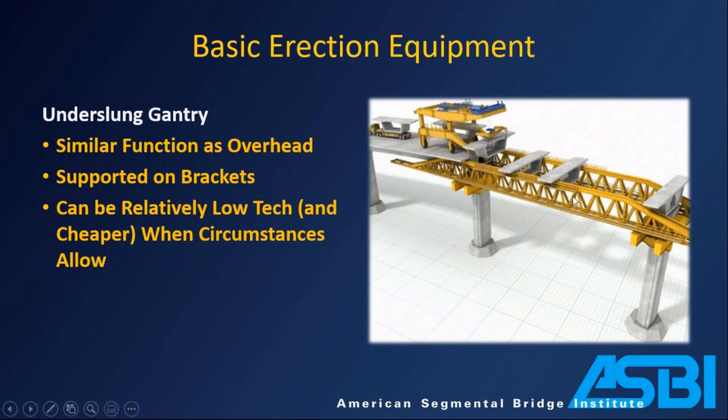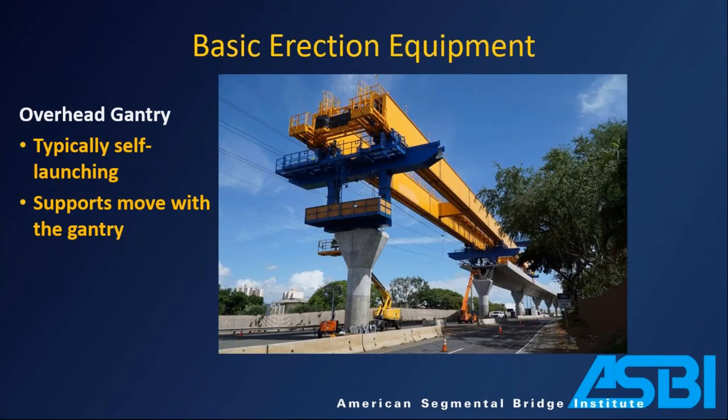You can see the underslung gantries are just beams or trusses supported on the columns. So you have brackets on the columns. The segments right on top sort of sit in the armpit there between the top flange and the web. And they're supported, all of them are supported by this truss. These can be fairly low cost. You can really make them low tech if you want. There's some cases where they're even advanced with cranes, so they don't have a lot of moving parts.